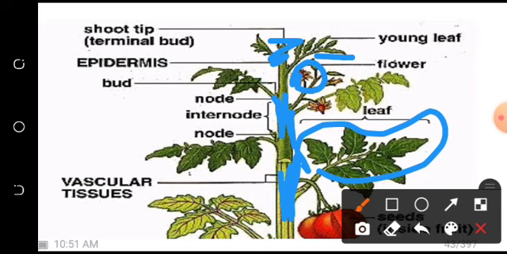The xylem is responsible for transporting water and mineral salts, whereas the phloem is responsible for transporting what you call food nutrients. So this is what you call a flowering plant. It possesses different parts: flowers, leaves, nodes, fruits, stems, and so on.